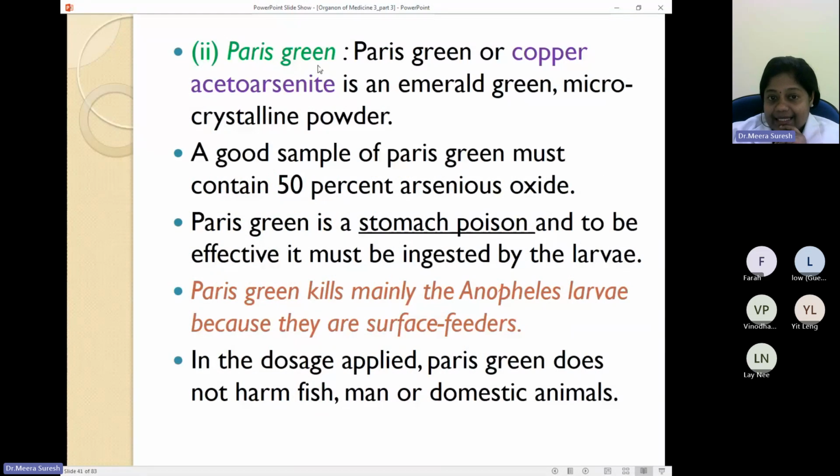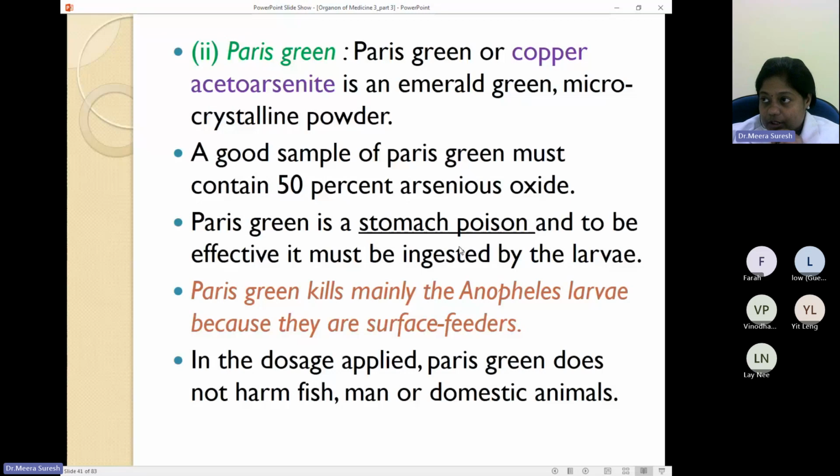The second one is Paris green or copper acetoarsenite. Remember the chemical term for the Paris green. It is an emerald green microcrystalline powder, and it actually contains the poison arsenic oxide at 50 percent, and it is a stomach poison. So this is not a contact poison. When we are applying, we should make sure that this larvicide is somehow being eaten by the larvae.